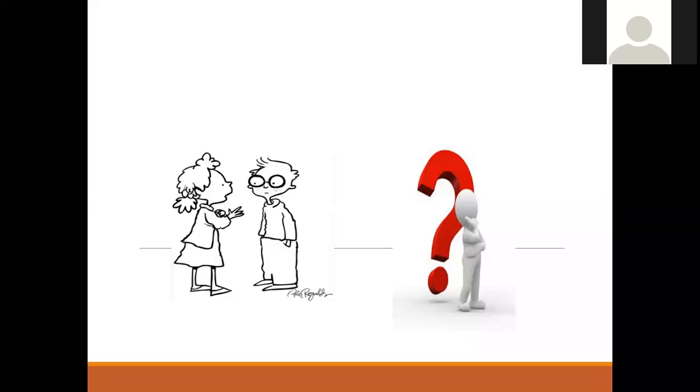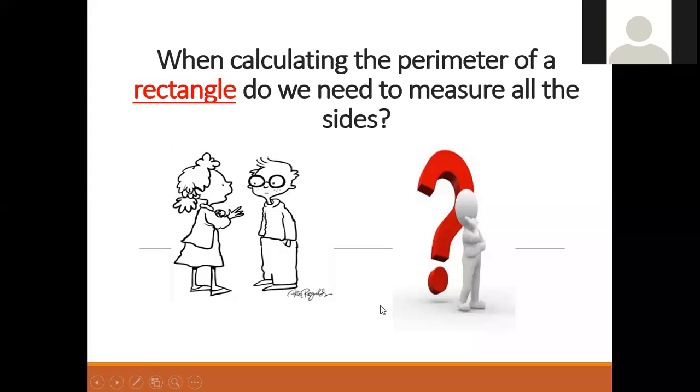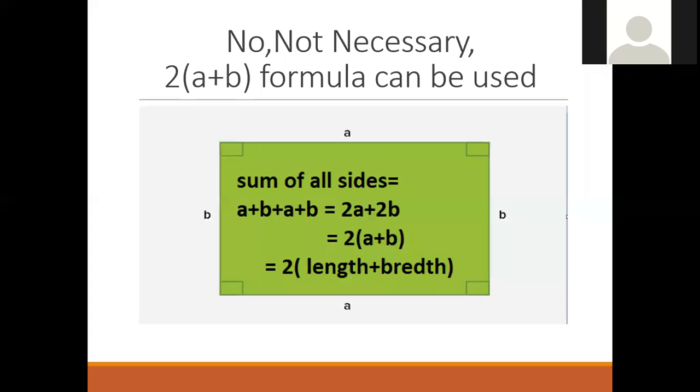Look at this. When calculating the perimeter of a rectangle, do we need to measure all the sides? Regularly what we are doing is adding all the sides; is it necessary to do this? No, not necessary. 2 into A plus B, or L plus B. A means this, B means this. If it is A, A; if it is L, L. So 2 adjacent sides, add and multiply with 2. 2 into length plus breadth. You can do this easily, you will get the answer. So whenever a rectangle is given, instead of adding everything, you can do it easily.